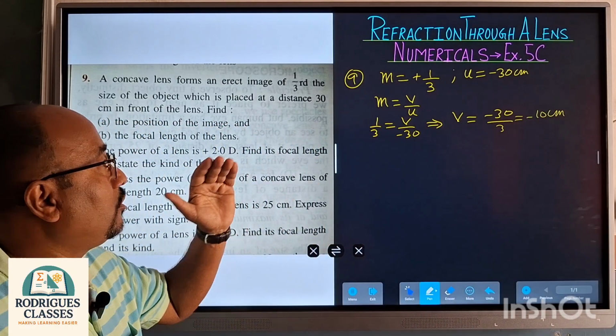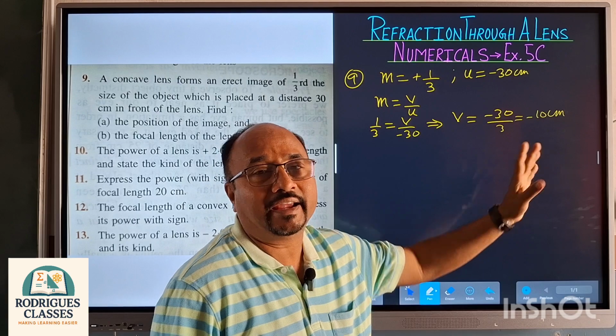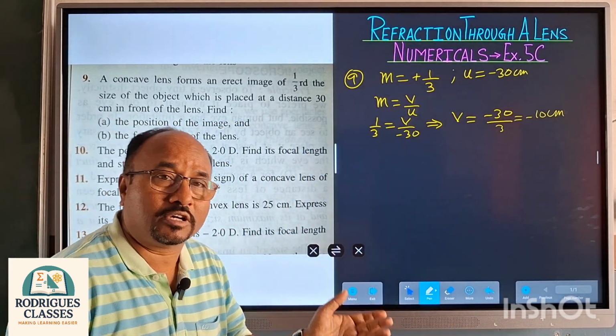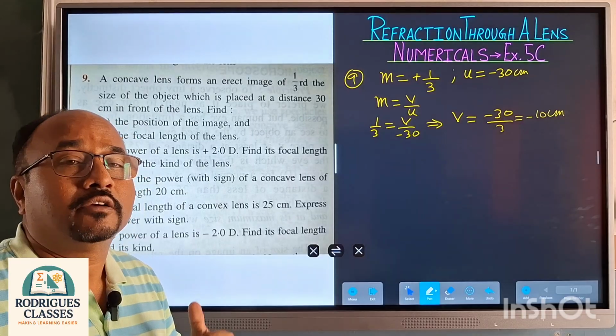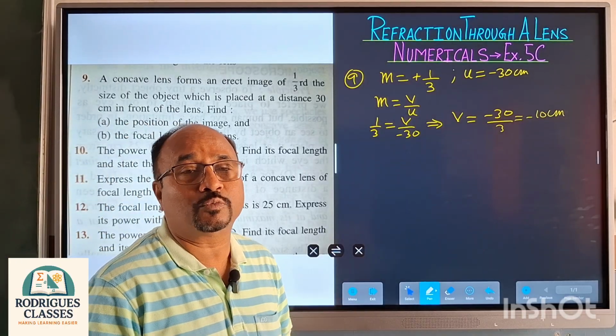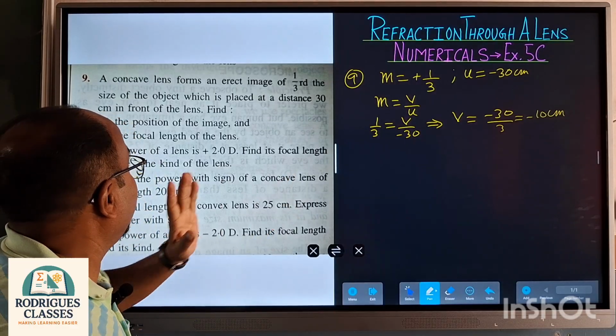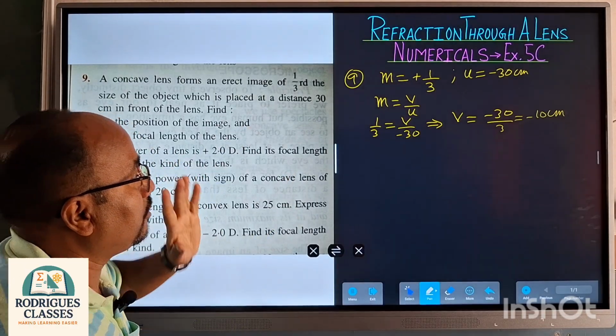See, it was a concave lens. v has come in negative, which means it is a virtual image, and a concave lens forms a virtual image. Always verify your result in this way, with what we have studied in the ray diagram. Okay, so we have got this part, the position of the image.